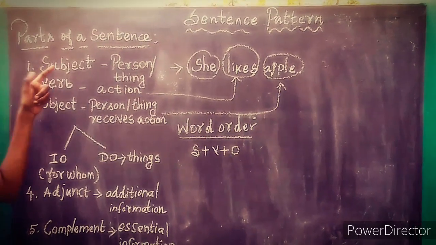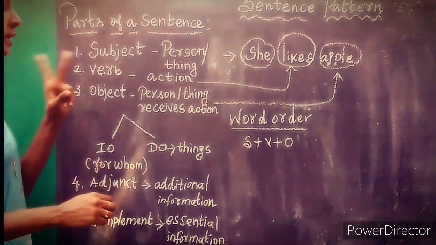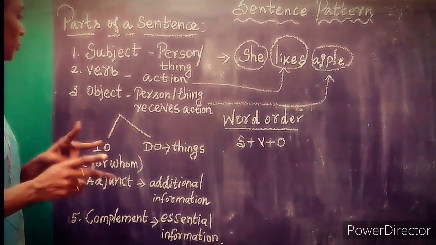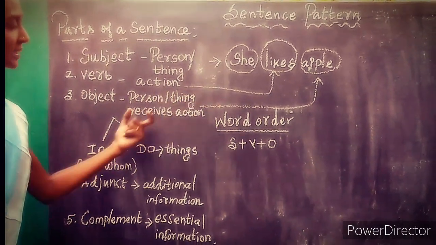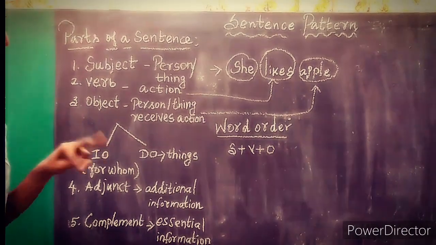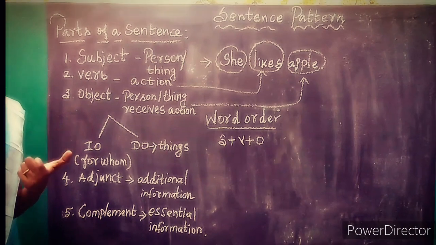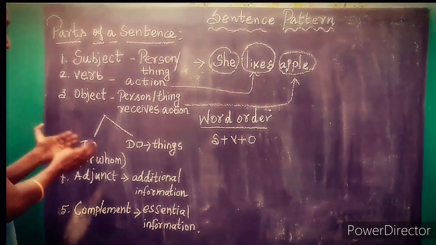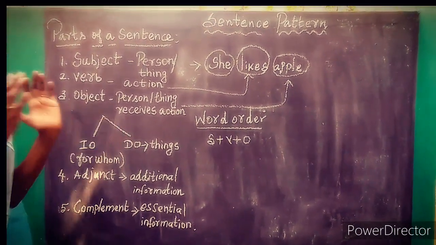First main part is subject. As you know, subject refers to person or things. Number two, verb. Verb means action words. Number three, object. What is an object? A person or thing that receives an action is called object. In object, we have two types: indirect object and direct object. What is indirect object? For whom it represents, that is called indirect object. What about direct object? Things are called direct object.